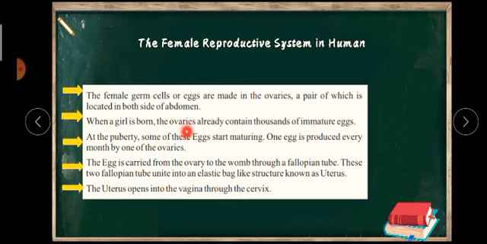When a girl is born, the ovaries already contain thousands of immature eggs. As soon as the girl child is born, this ovary contains thousands of immature eggs. As I told you, the eggs will be there since the beginning, but these eggs will be immature. At the time of puberty, some of these eggs start maturing. One egg is produced every month by one of the ovaries.